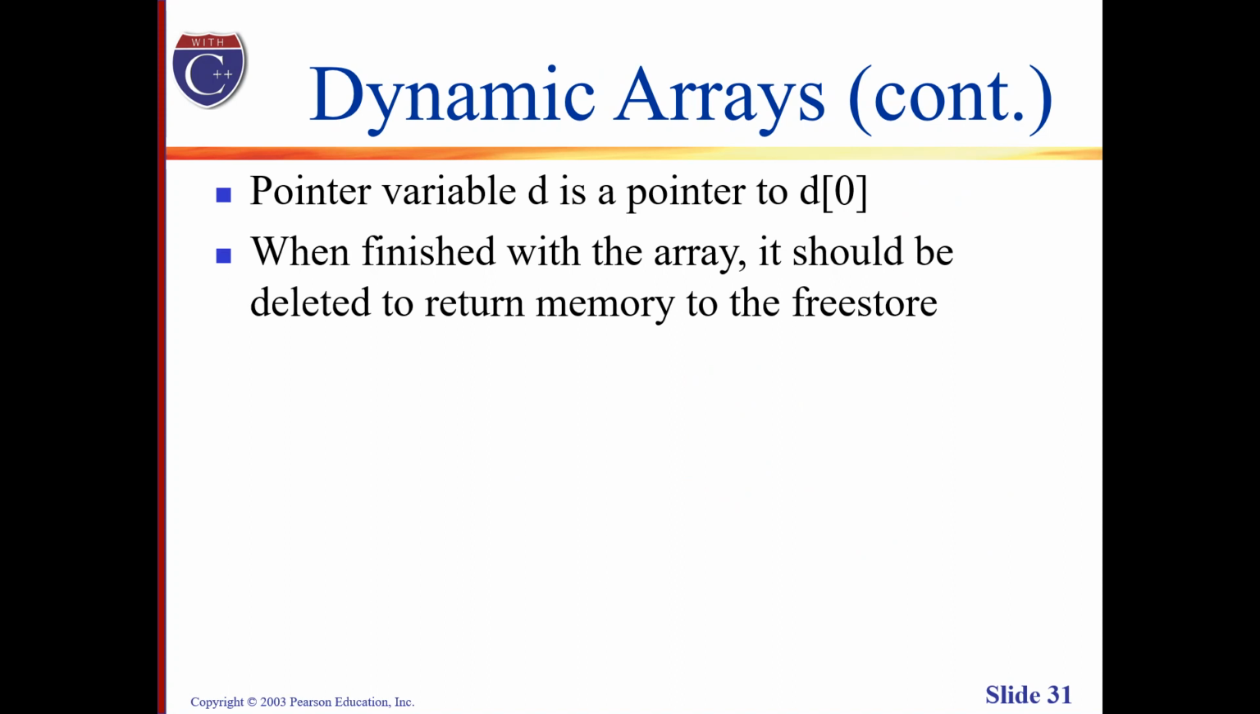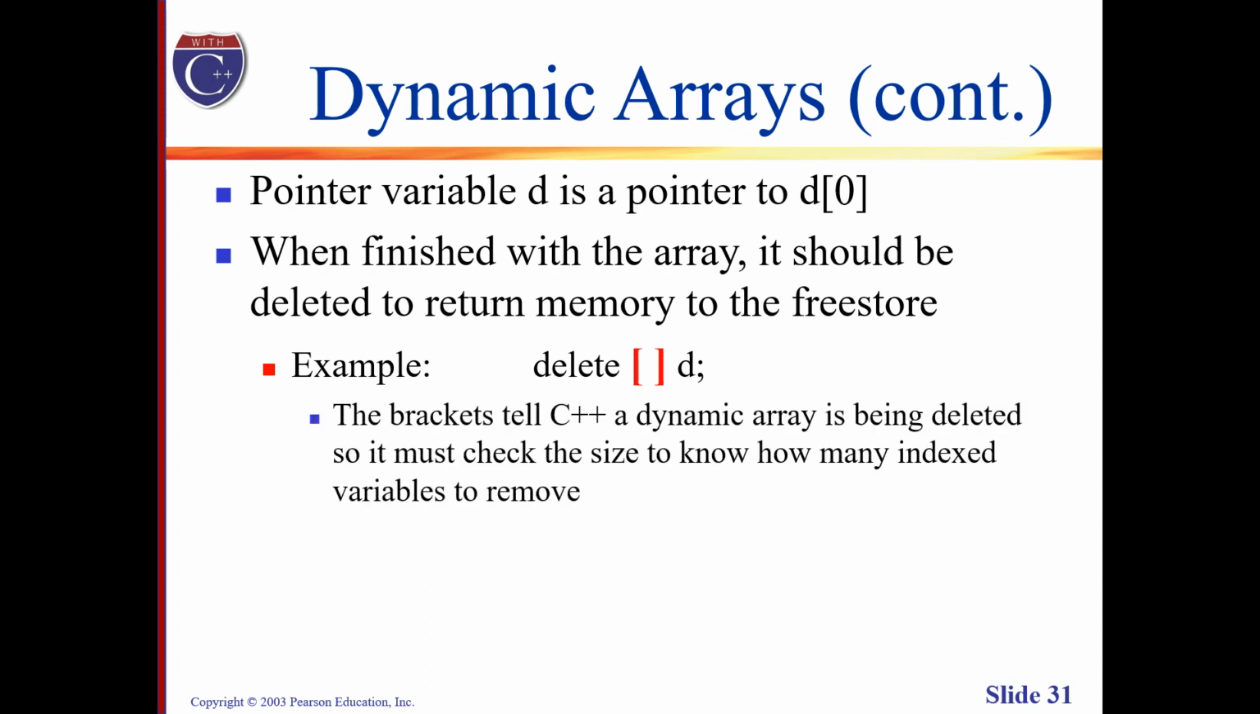After we use an array, it should be deleted to return memory to the free store. That's what we learned from the previous section, which is about basic memory management. Here's an example. We would like to delete the pointer variable D, hence freeing whatever memory it used when it was running. In this example, the brackets tell C++ a dynamic array is being deleted, so it must check the size to know how many indexed variables need to be removed.